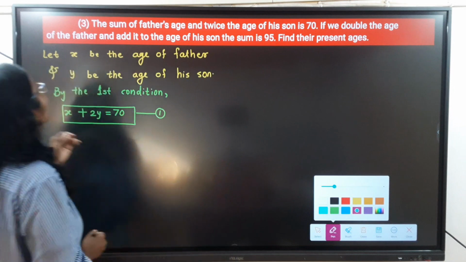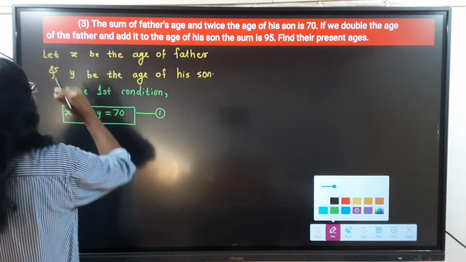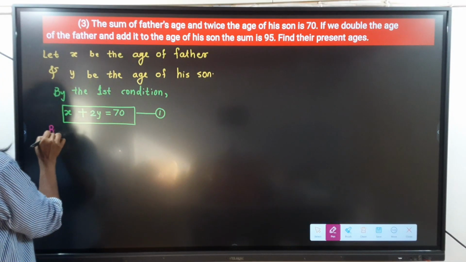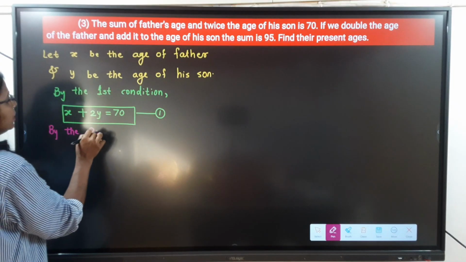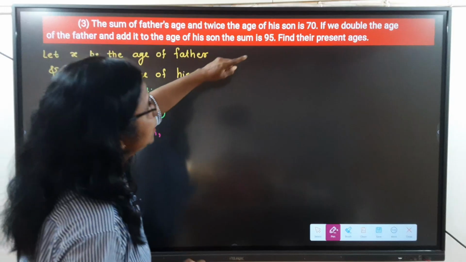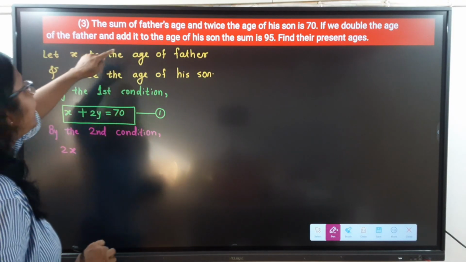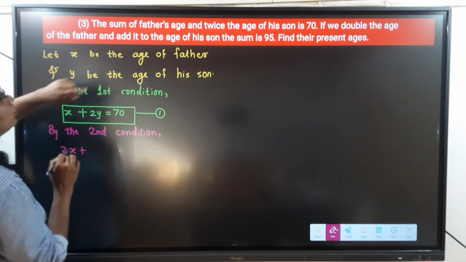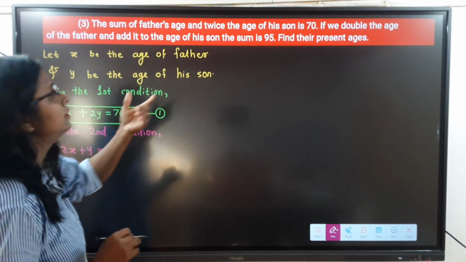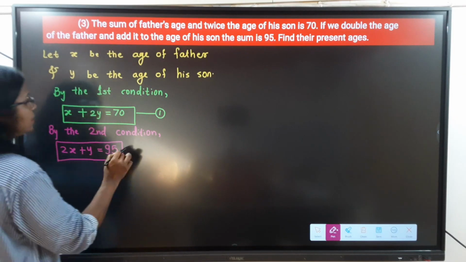Then the next one, the second sentence, means the second condition. If we double the age of the father and add it to the age of his son, the sum is 95. So by the second condition, we double the age of the father. Double the age means 2x, and add it to the age of his son. So 2x plus y is 95. We call it the second equation.